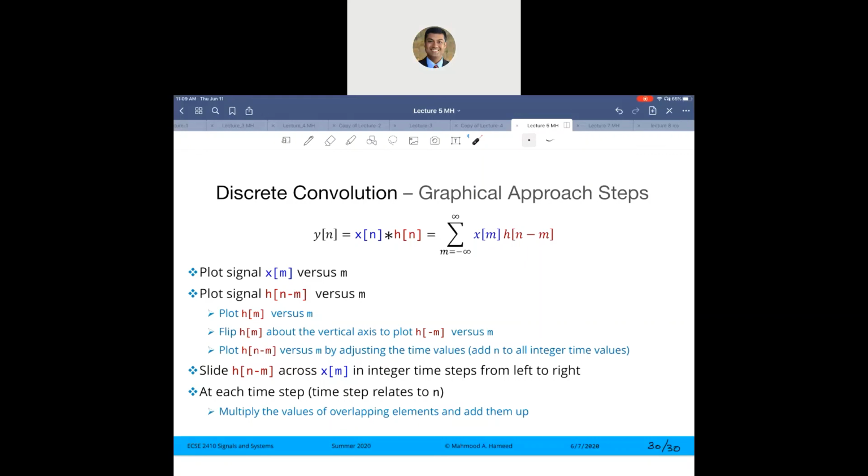Next, plot the signal h of n minus m. For this, you would start with the plot of h of m, then flip it about the y-axis to plot h of minus m, then plot h of n minus m by adjusting the time values, essentially adding n to all the integer time values. Once you are ready with h of n minus m, you are ready with this piece, and with x of m you are ready right away.